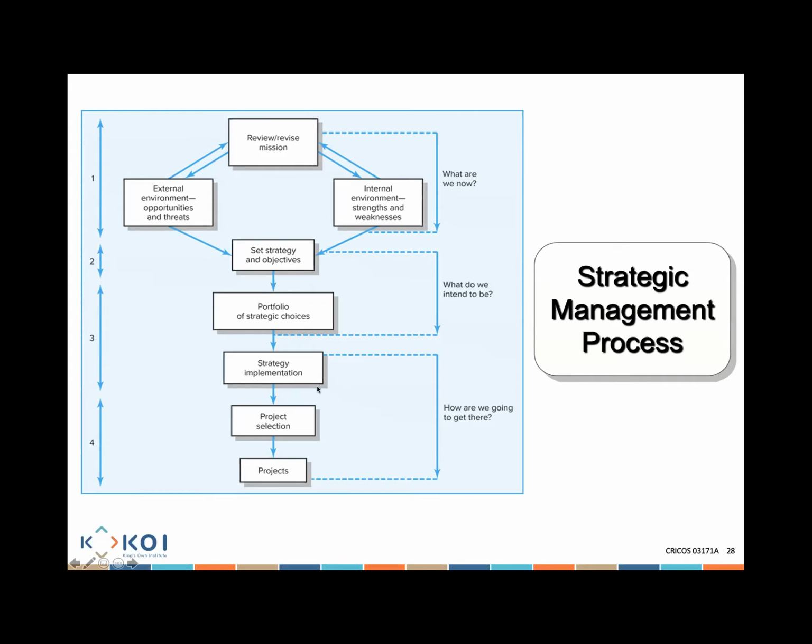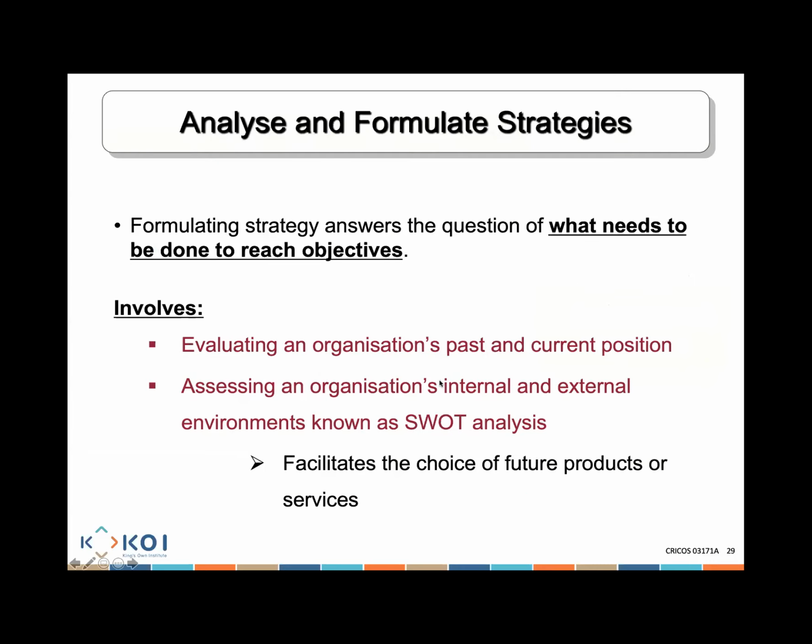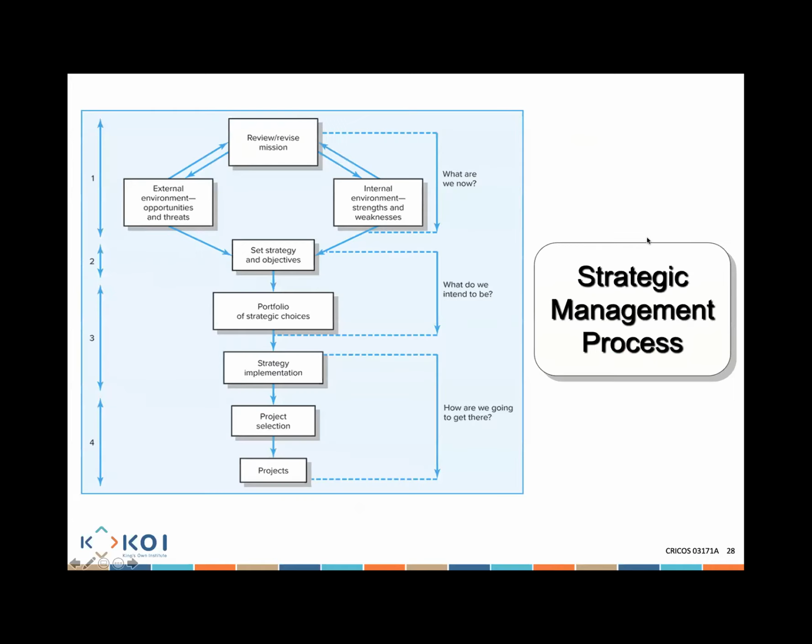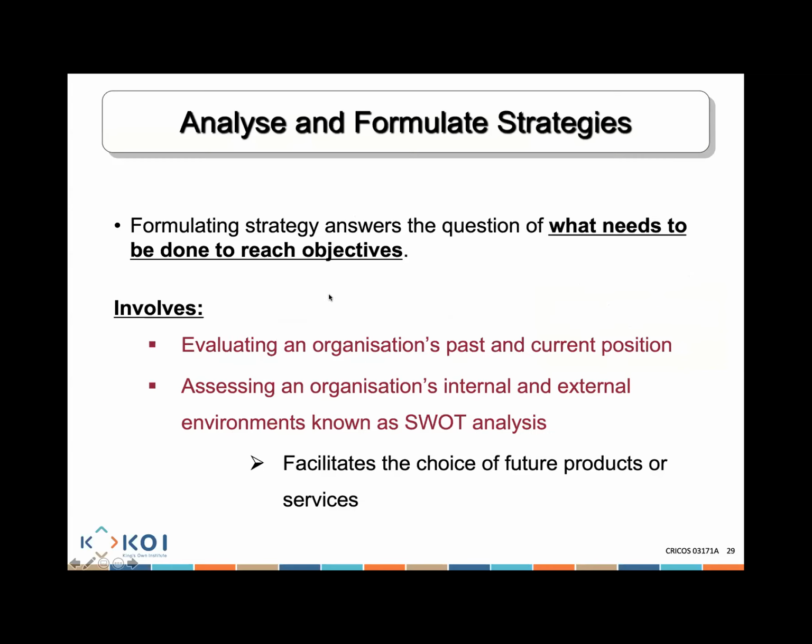How do we get there? The strategy that I have chosen to get the job done is going to take the form of projects. We're going to select the right projects. We're going to implement the right projects to really get the job done. So, formulating strategy means answering the question, what needs to be done to reach your objective? This is a strategy. We need to set it. What do we need to do to get to where we want to be?